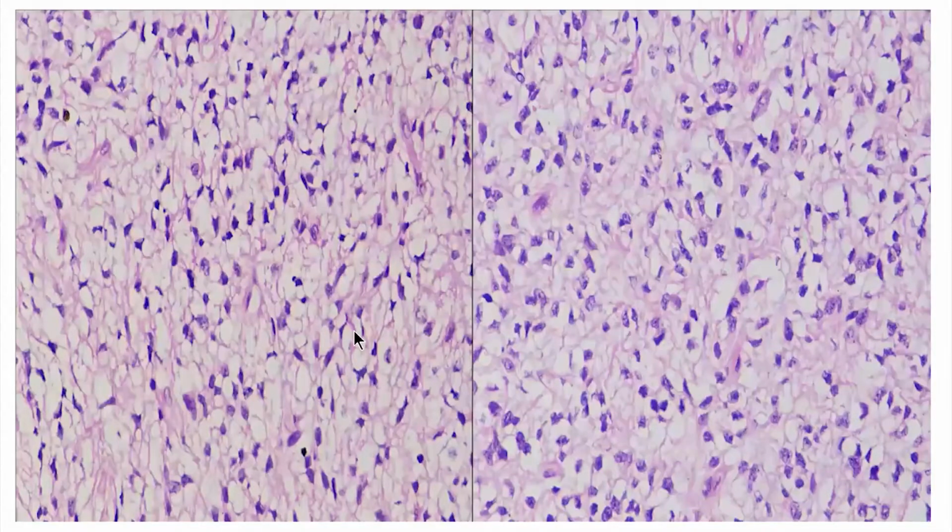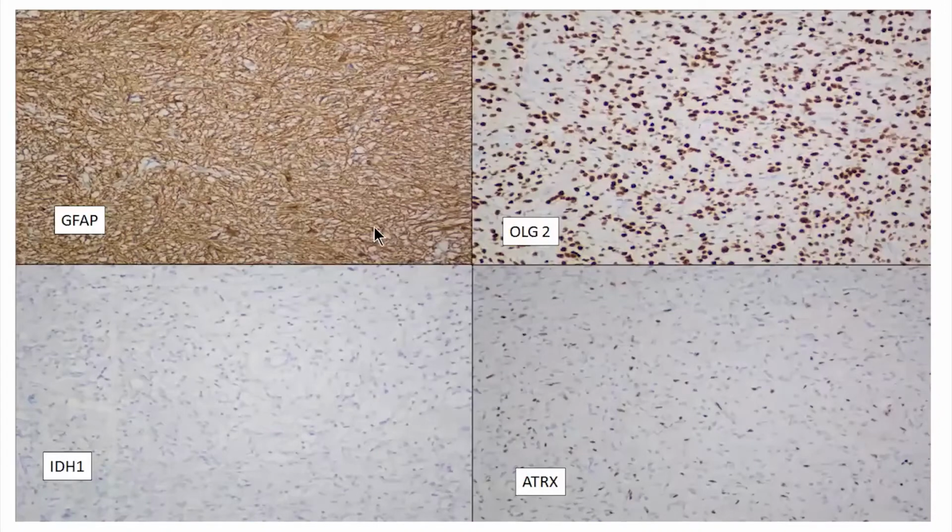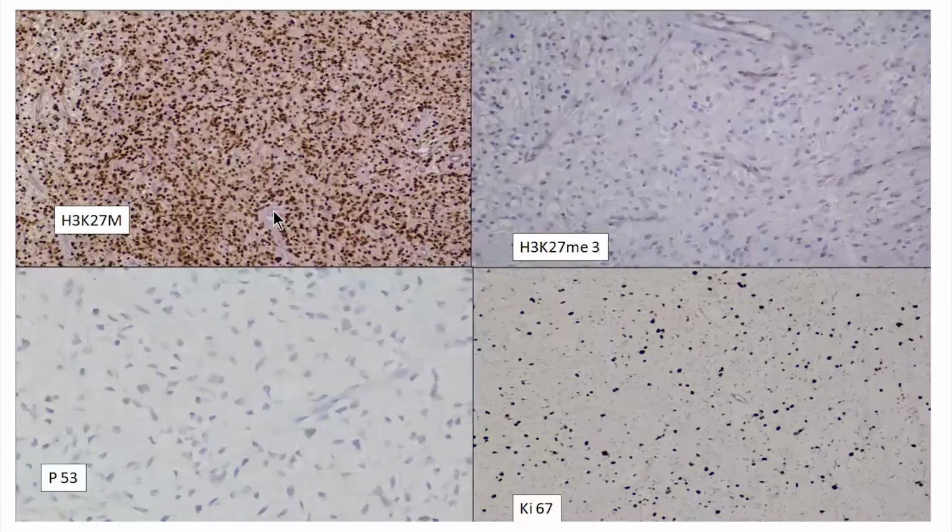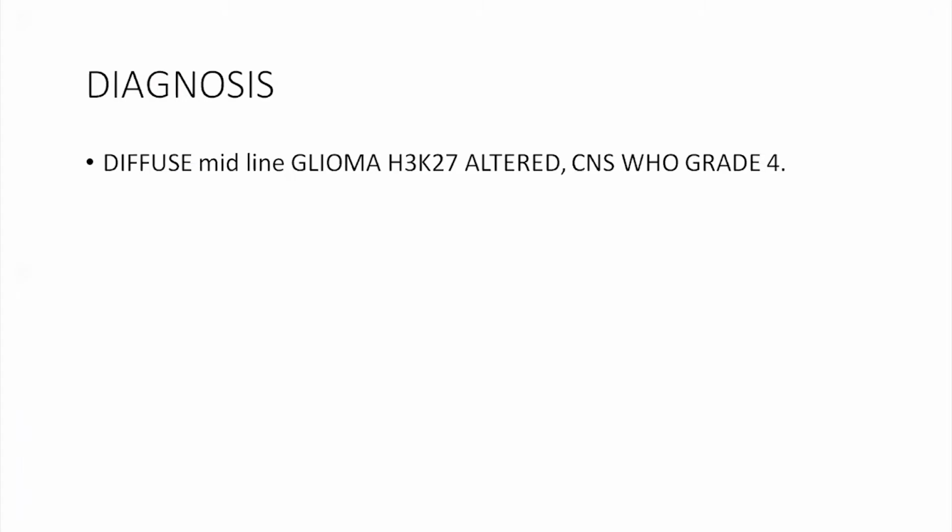Again, GFAP positive, OLIG2 positive, IDH1 is negative, and ATRX is showing loss of expression. H3K27M, very beautiful, each and every cell showing strong nuclear expression, and the endothelial cells are negative, and ME3 is showing retained expression in endothelial cells only, while the tumor cells have lost this expression. And P53 is wild type and Ki67 is high. So again, this is a diffuse midline glioma, H3K27 altered, CNS WHO grade 4.